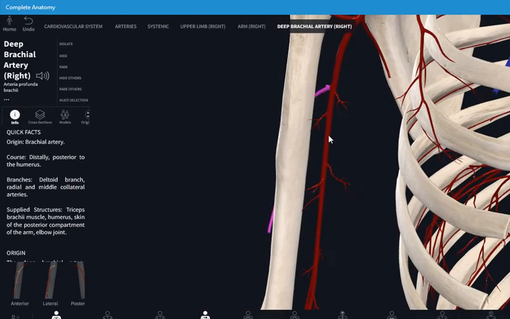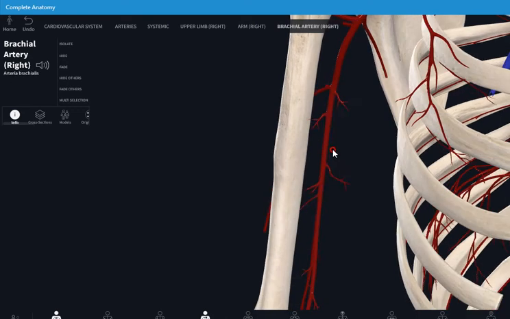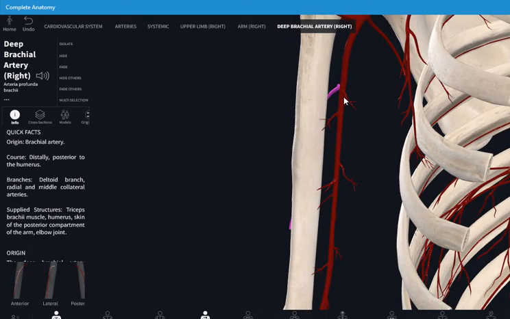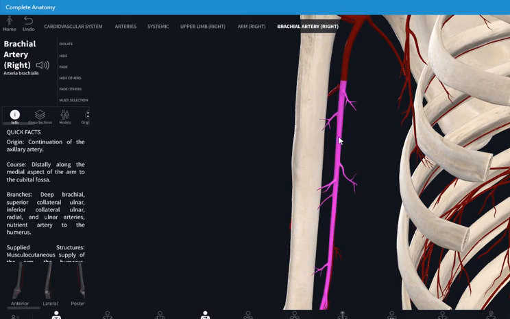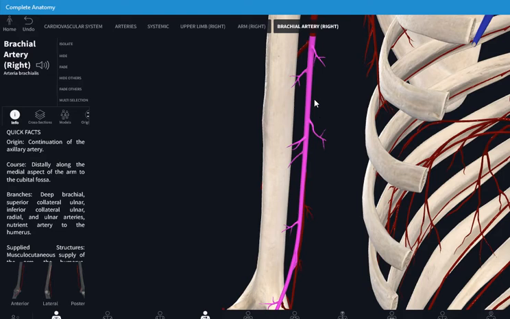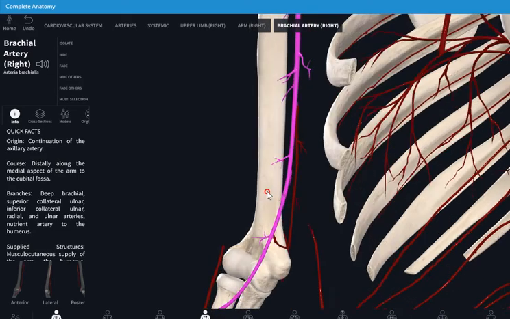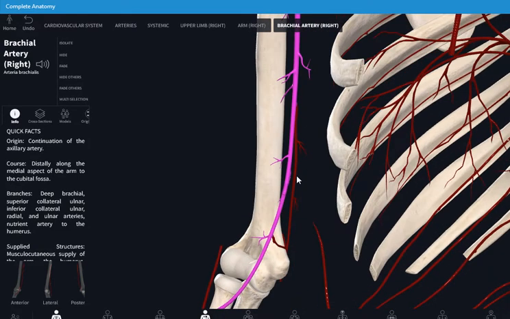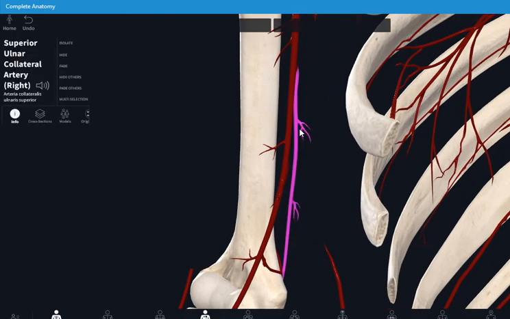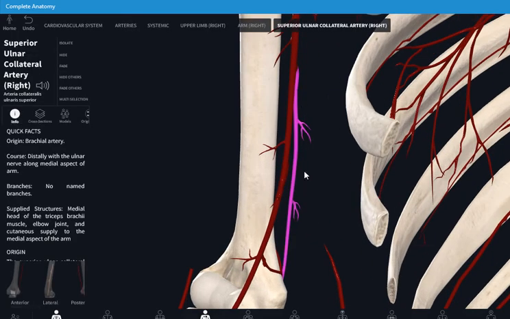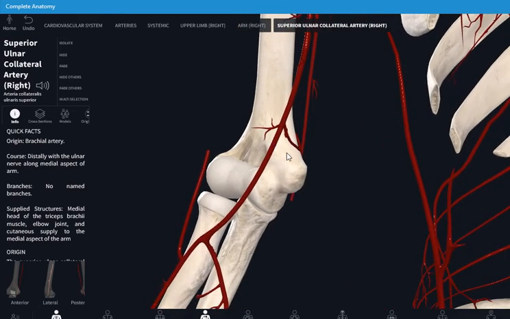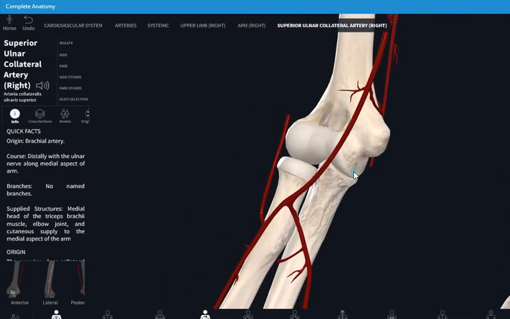So we also have the superficial one. The deep brachial artery is used in the supply of the muscles in the posterior compartment of the arm, while the superficial brachial artery, or the brachial artery trunk itself, is used in the supply of the anterior compartment of the arm. Now the superficial brachial artery divides to give this particular artery here, which is going to be called the superior ulnar collateral artery. So it is going to help the ulnar artery to do its function.